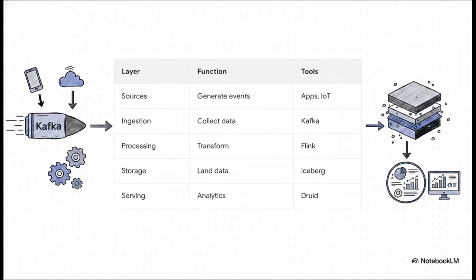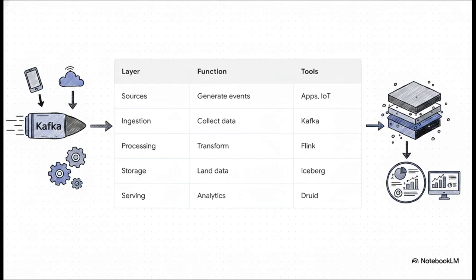You see, Kafka rarely works in isolation. It's really the bulletproof ingestion layer of a massive 5-part pipeline. Layer 1 is your sources, like apps, databases, and IoT devices, which generate the events. Layer 2 is ingestion, which is where Apache Kafka collects and orders that data.